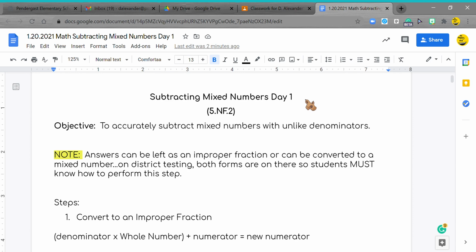Today we are going to subtract mixed numbers. I know I've kind of introduced it, but we're going to go over it again. It's just like adding the mixed numbers, except we're taking it away. We're making smaller numbers. So let's go look at this.